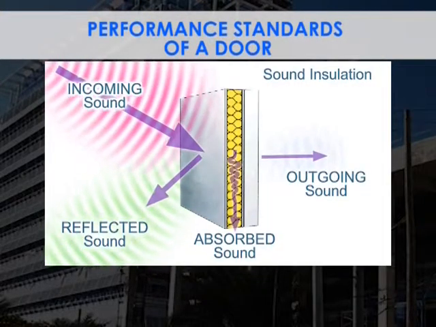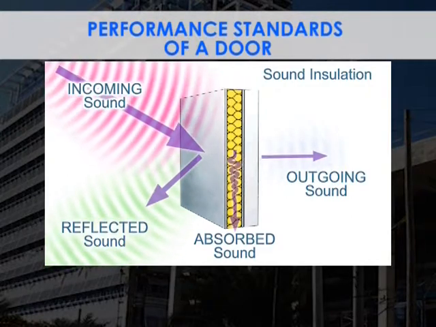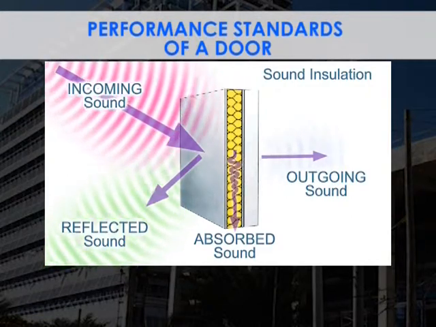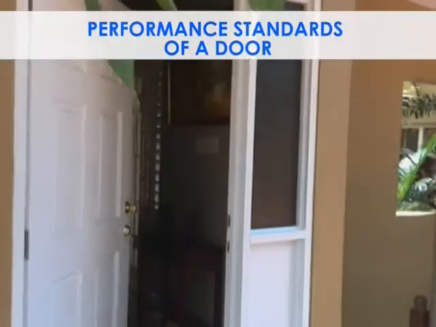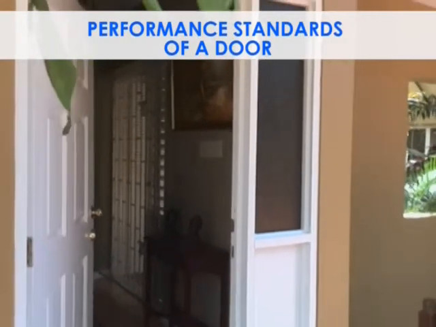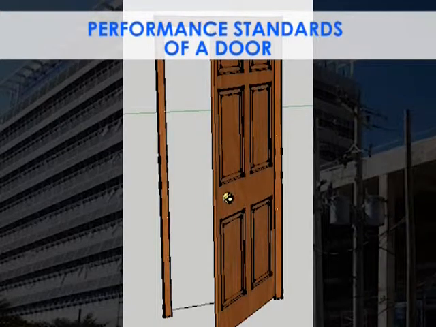4. Sound insulation. Both internal and external doors should provide some degree of sound insulation. 5. Privacy. Solid doors are the most private. If some light is needed while retaining privacy, then a section of glass should be fitted. 6. Operation. Doors can swing and slide to open and close. Most doors swing on hinges fixed to door frames. We normally open doors with knobs or levers.